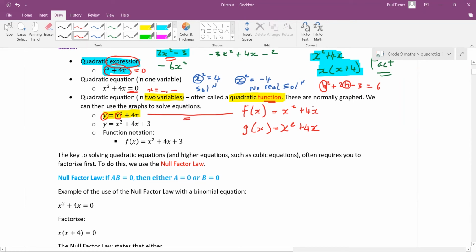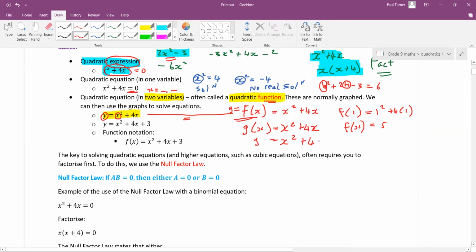The only benefit to this is if you want to find f(1), for example. So when we write in function form, this is telling you to put 1 into your function here. So you'd write 1 squared plus 4 times 1, which is 5. So what that means is that when x is 1, y equals 5. So what I could have also written is y equals this, because y is the same as f(x), okay?